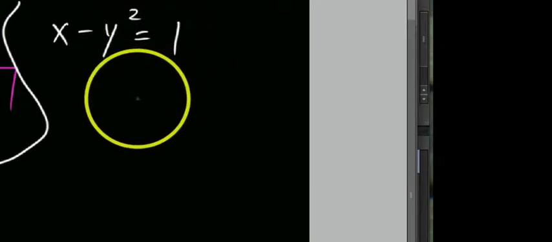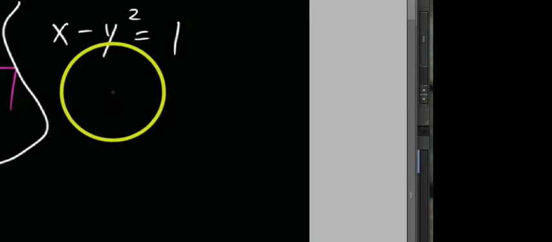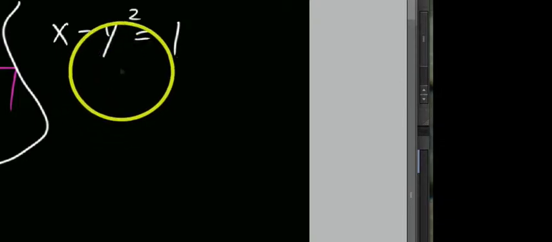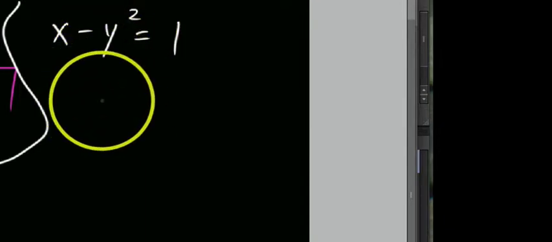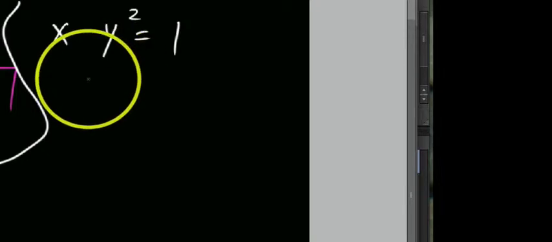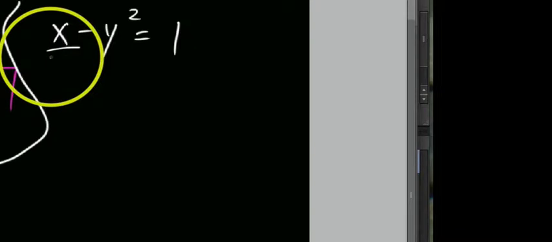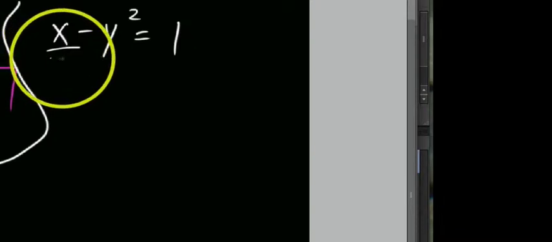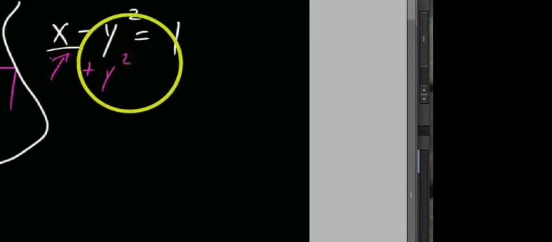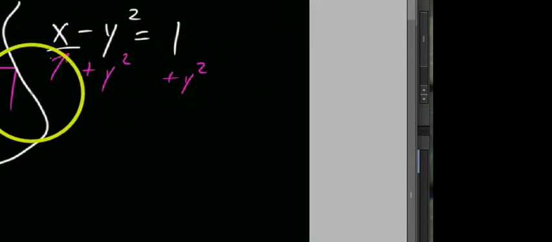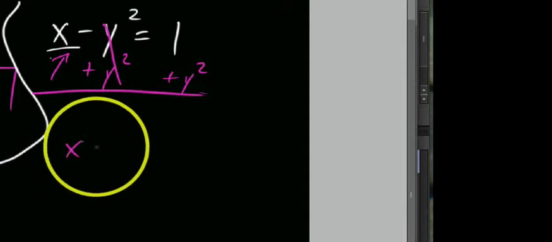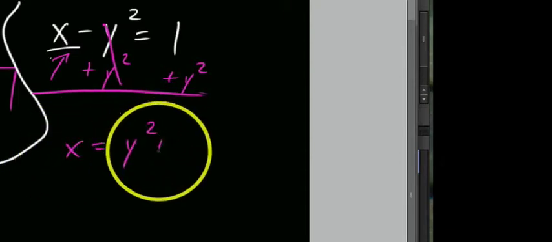A few things I've mentioned in the past: one very useful thing to do would be to isolate the y value. In this instance, I'm going to start by making a table, but I think it's going to be easier to isolate x, because this x value doesn't happen to be squared. Nothing wrong with this. We'll add y squared to both sides, so x is equal to y squared plus 1.